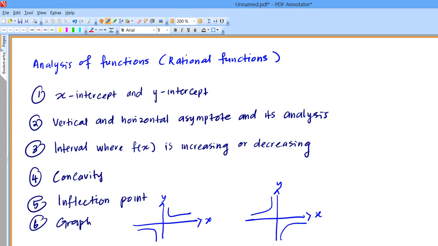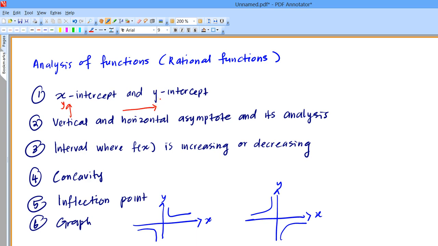Hi student, this video is about analysis of function for rational function. In this video, I will show you how to find number 1, x and y-intercept, number 2, vertical and horizontal asymptote and its analysis. Vertical asymptotes actually refer to y-axis and horizontal asymptote refer to x-axis.